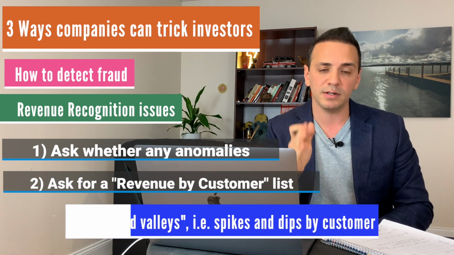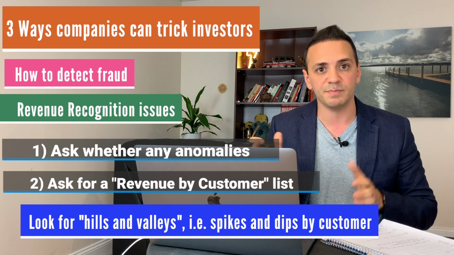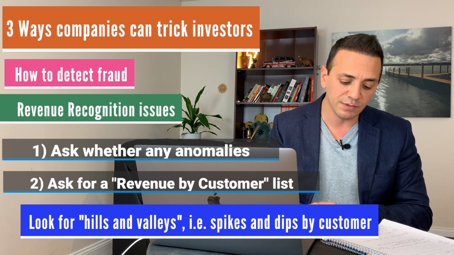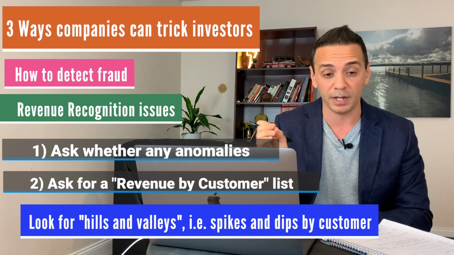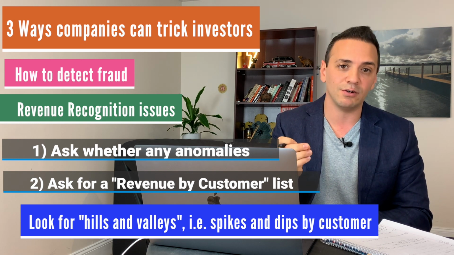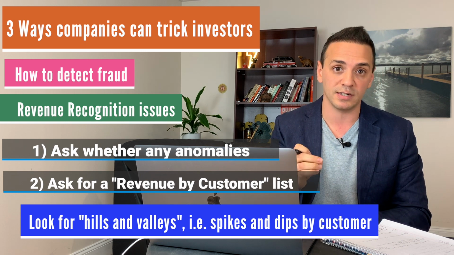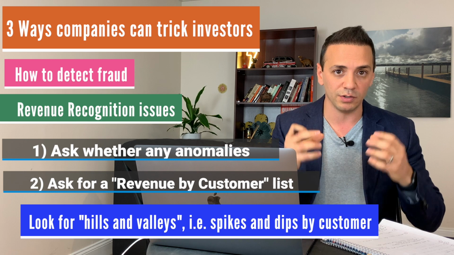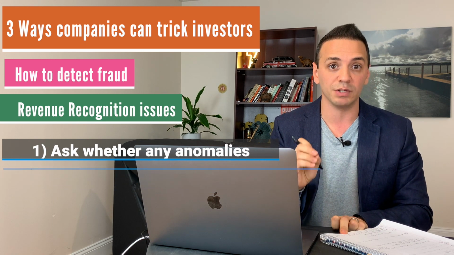When you look at it by customer, you should be comparing period over period and looking for hills and valleys. Basically, you're looking for any dips or any spikes. That will give you some idea on what to ask for. So if you see one of the customers, for example, having a big spike in one of the months or one of the years, you should be asking the question to get more information on why the spike or why the dip for this customer. The question will then prompt the company to give you some more information on the matter, and that will help you spot if there are any issues with the revenue recognition.